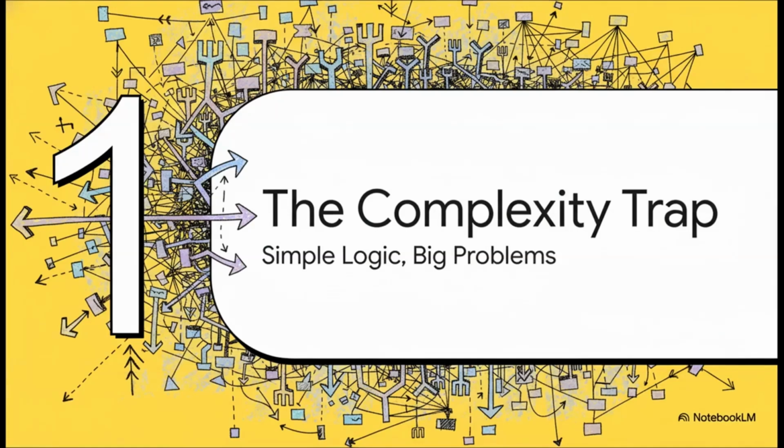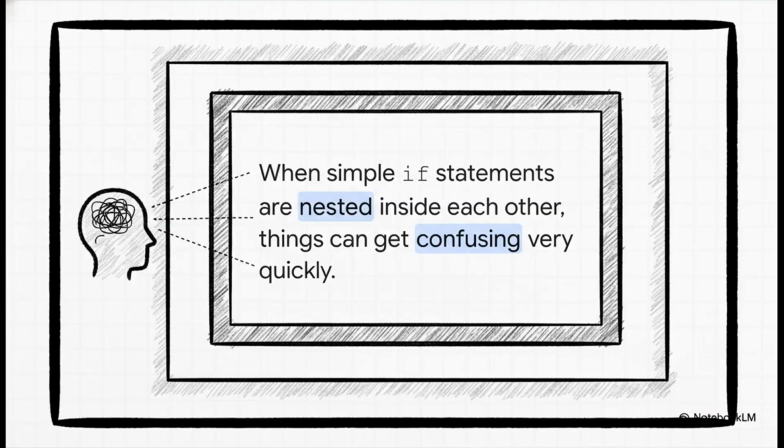But here's the catch, right? One fork in the road is easy, but modern software isn't just one fork. It's a massive labyrinth of thousands, even millions of these choices, all tangled together. And that's where we fall into the complexity trap. The real trouble starts when you nest these decisions. You have an if statement, and inside that there's another if statement, and maybe another one inside that. Every single layer adds a new level of logic that a developer has to juggle in their mind.